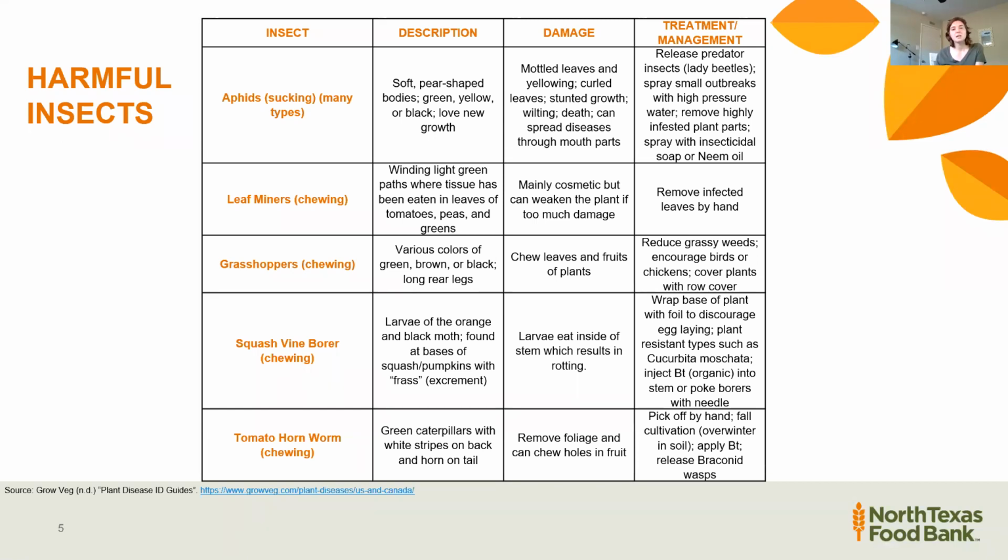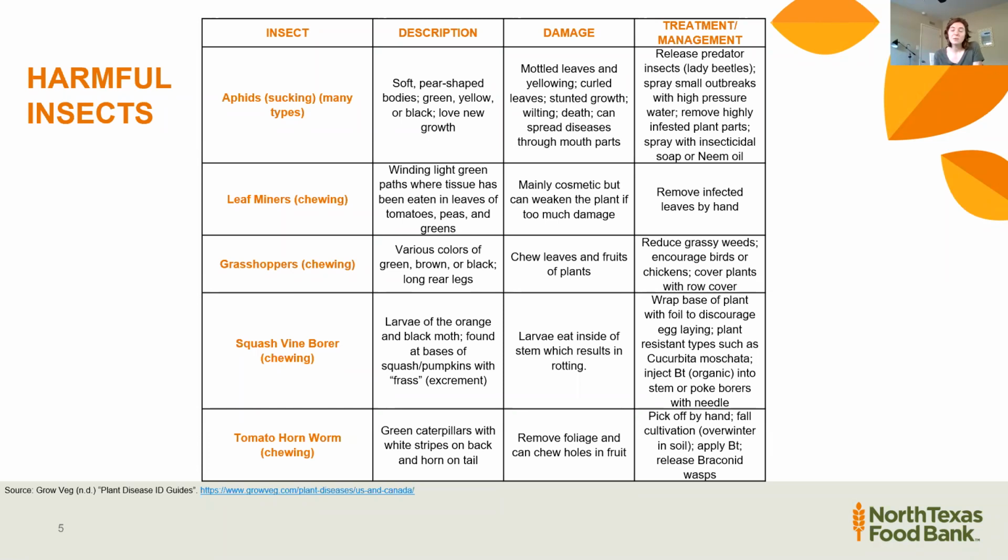So these aphids are going to be soft-bodied insects. They're going to have a pear-shaped body, and they come in a lot of different colors. So we're talking like yellow, brown, black, green, anything in between. They can come in that. Aphids are really easy. I don't want to say easy to get rid of, but there are multiple ways you can get rid of them. One of them being high-pressure water. You can use neem oil. You can rub them off with your fingers.